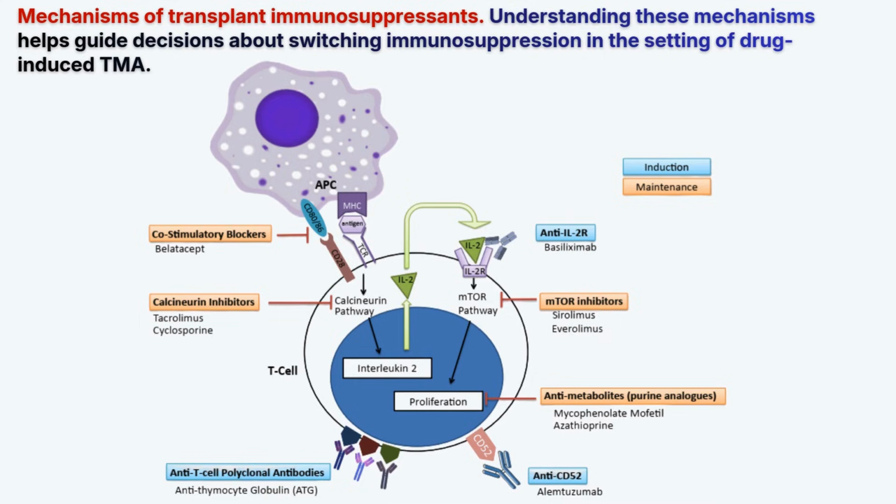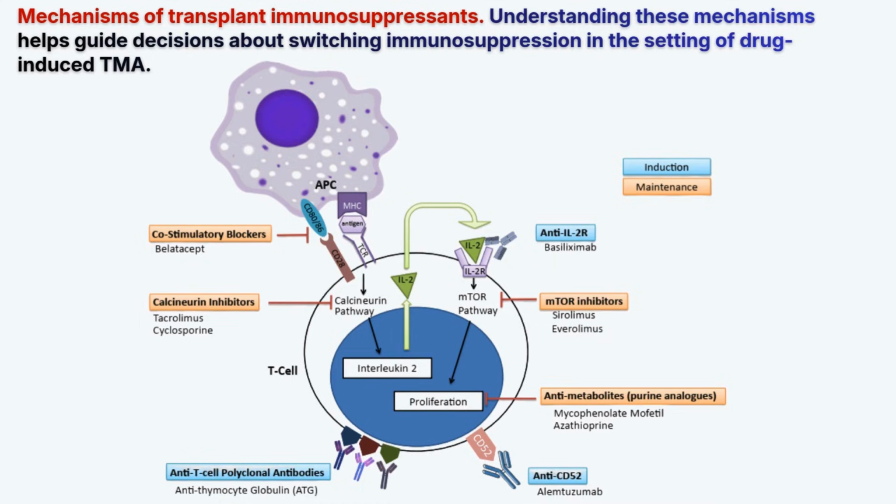Finally, at the bottom of the diagram, you will see T cell depleting therapies. This includes ATG and CD52 blockade with alemtuzumab. These agents are typically used for induction or high immunological risk patients and may be incorporated selectively when maintenance options are limited.